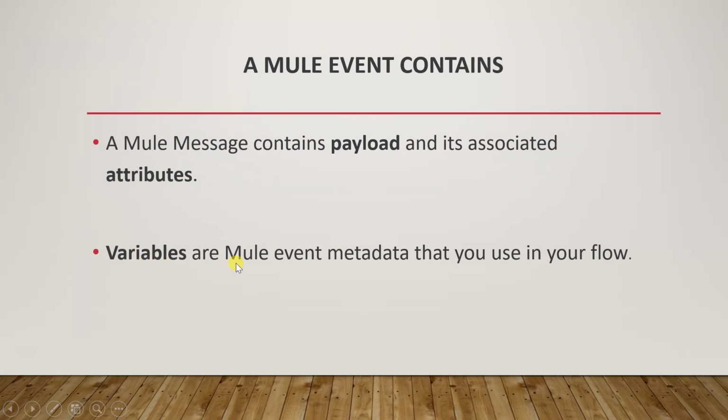From the diagram we have seen that a Mule message contains a payload and its associated attributes, and the Mule event also contains variables. Variables are Mule event metadata that you use in your flow. So there are two components of a Mule event. One is the Mule message, which is a collection of payload and attributes, and the second one is variables.